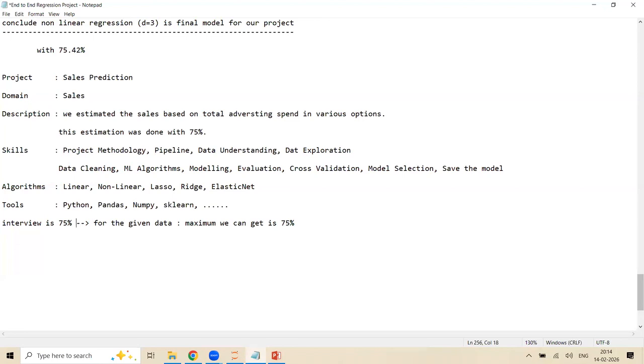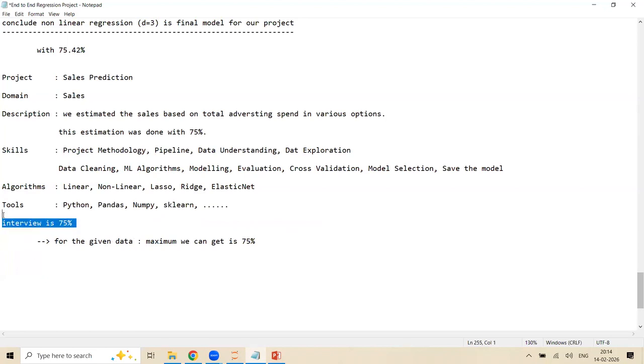If you want more accuracy, you have to provide me still more accurate data. Then I can go further. For every data set, we cannot get 100% accuracy. Point is clear? If the interviewer has asked whether 75% is sufficient, for that question we have to say clearly: for the given data, we can get a maximum of 75% only, since we have tried all the possibilities.